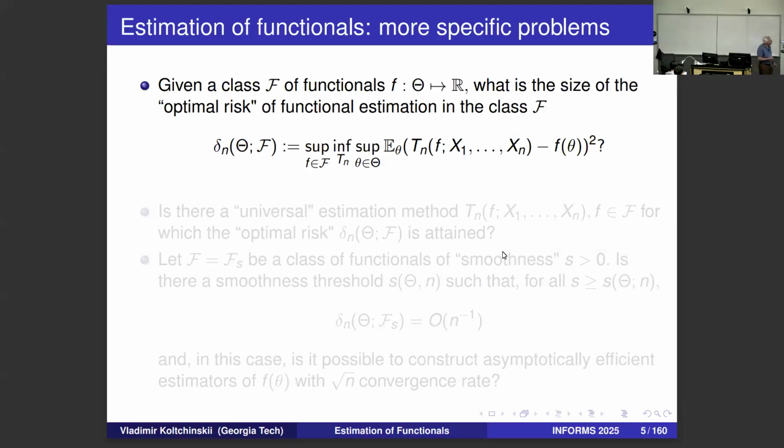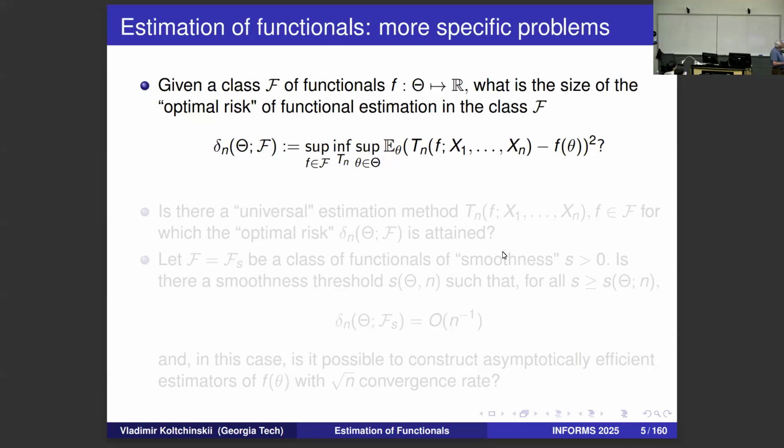So more formally, we will be interested in this quantity, which is a solution, if you wish, of a min-max problem. So you are looking at the minimax risk of estimation of the value of the functional at theta. This is the mean squared error of a certain estimator, then you take the supremum over all values of the parameter in the parameter space, and then you take the infimum over all possible estimators. So this is the minimax risk.